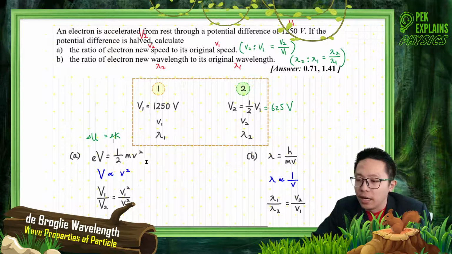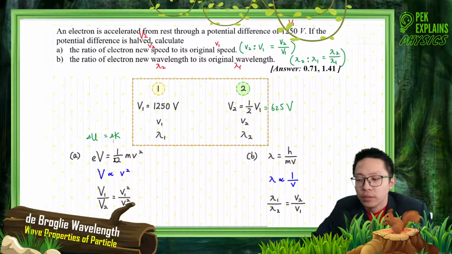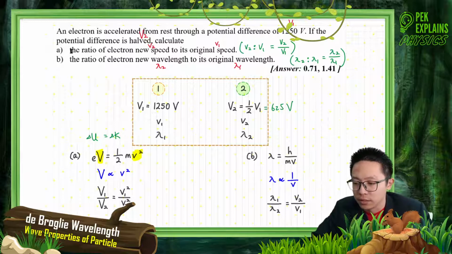This formula can relate the voltage, because the question gives us the voltage and wants us to relate it to the velocity. This formula has the voltage here, and it also has the velocity, the speed.